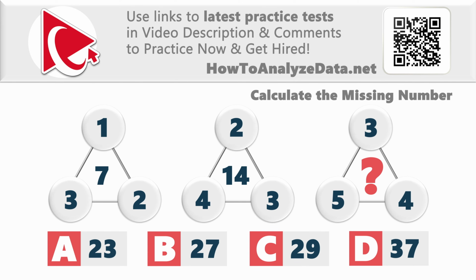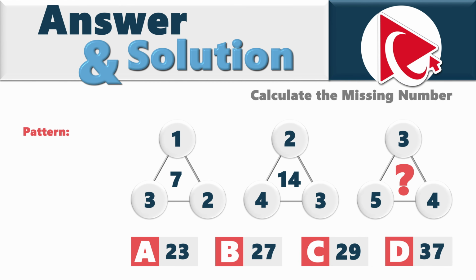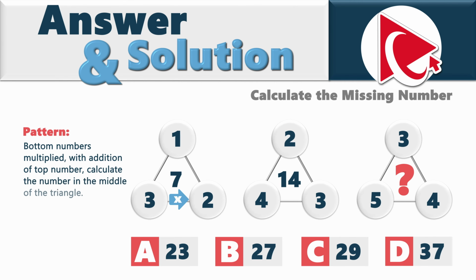Time's up. Are you ready to show your answer? For example, in this question, the pattern is that the bottom numbers multiplied with the addition of top number calculate the number in the middle of the triangle.